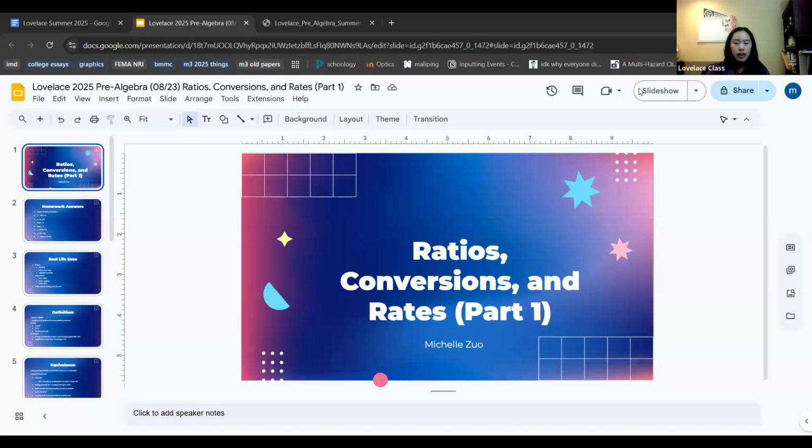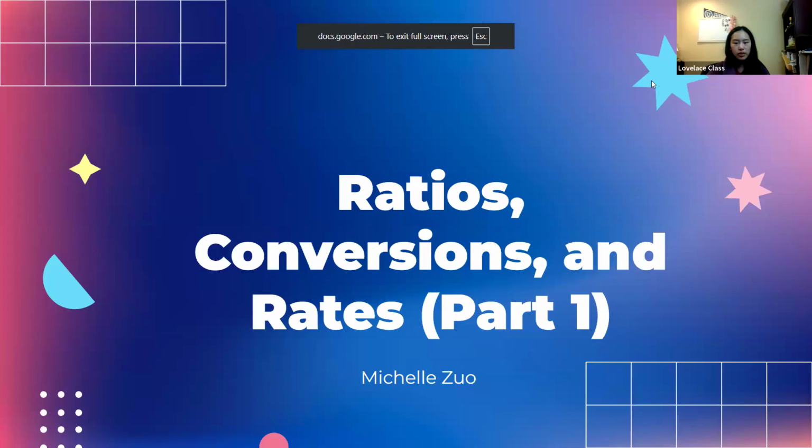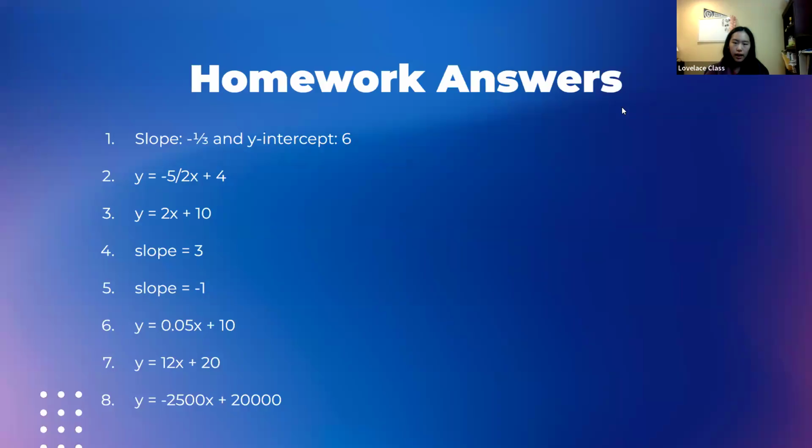Okay, so today we're doing ratios, conversions, and rates. But before that, I'll go over the homework problems from last class, which was on slope. These are all the answers on the screen, and I'll go back to the answers later while I'm explaining.